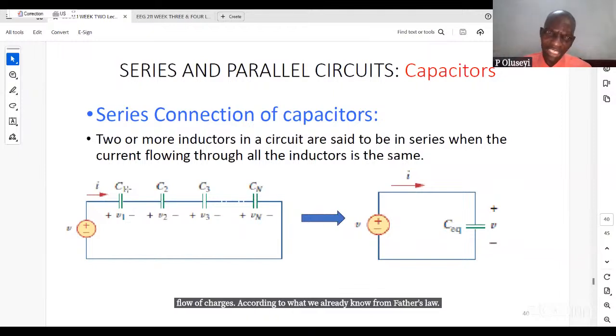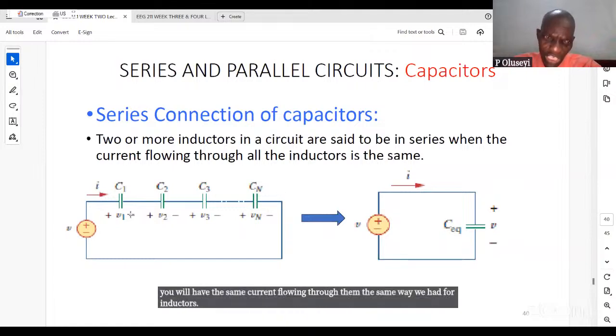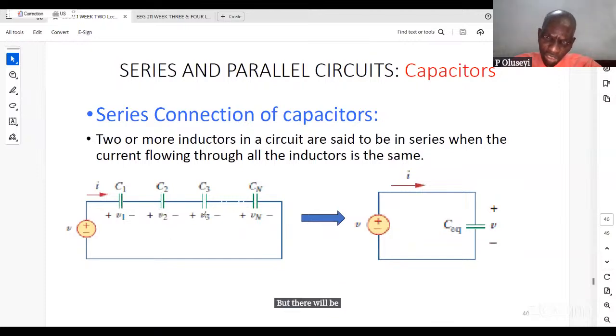So on account of that, when you have capacitors in series, you will have the same current flowing through them, the same way we had for inductors. But there will be different voltage drops based on the values of the capacitors. This will determine the voltage drop across each of the plates. And then you have the capacitors' equivalent diagram as we have it on the right-hand side, just the same way we have had before.